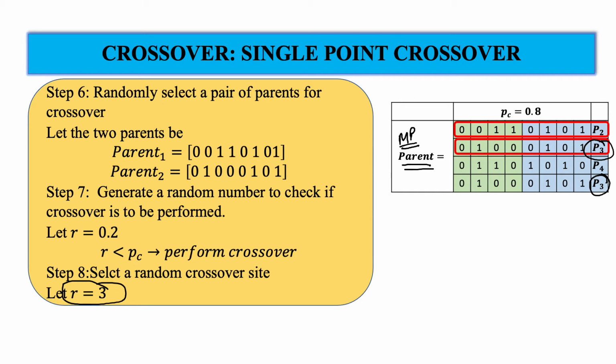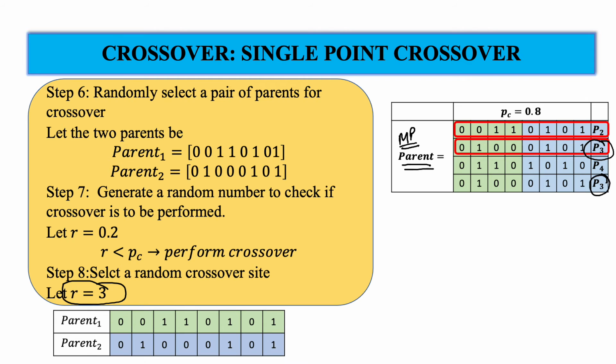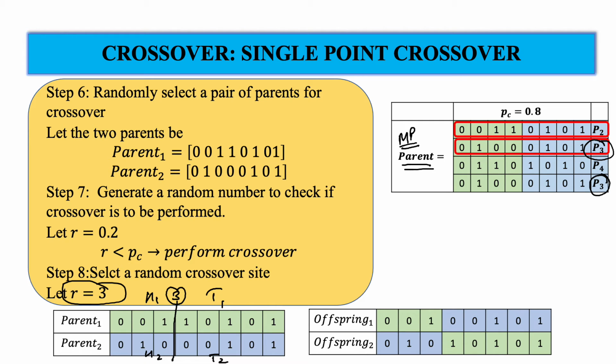So what we will do is interchange our parents' strings after the third position. This is the head of the first parent, this is the tail of the first parent, the head of the second parent, the tail of the second parent. The new offspring will be obtained by interchanging their tails. So this is head of 1, head of 2, and now this is tail of 2 and tail of 1. This is how we can determine the offspring after single point crossover.